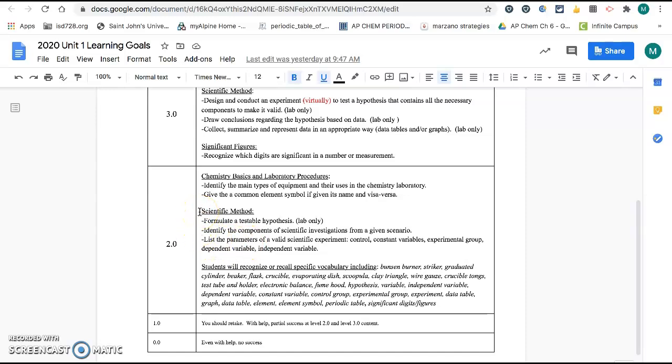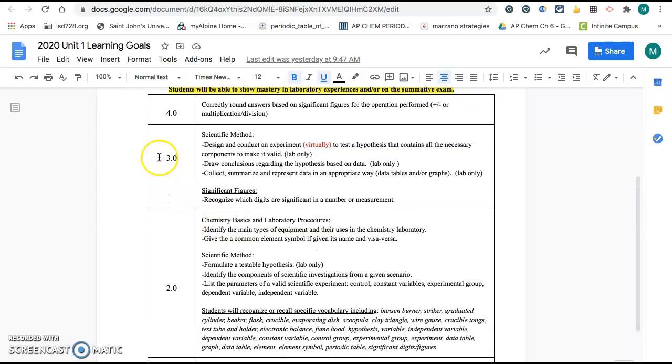We're going to have a scientific method unit where there's going to be notes on that, and there's going to be a lab activity that you do. And then the other thing is some chemistry basics and laboratory procedures. You're going to identify the main types of equipment, and there will be an assignment for that. And then given a common element symbol, you should know its name, and vice versa. So you want to know element symbols and names, and we're going to have an assignment today to work on that.